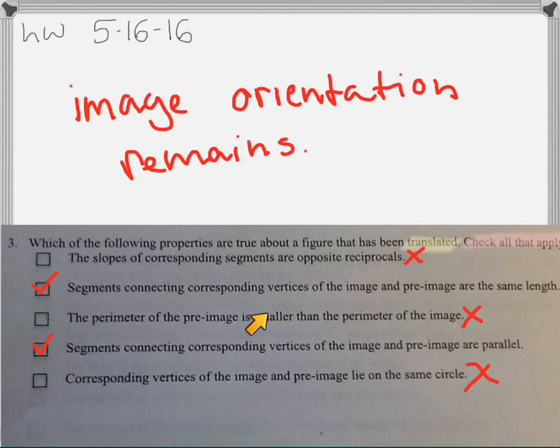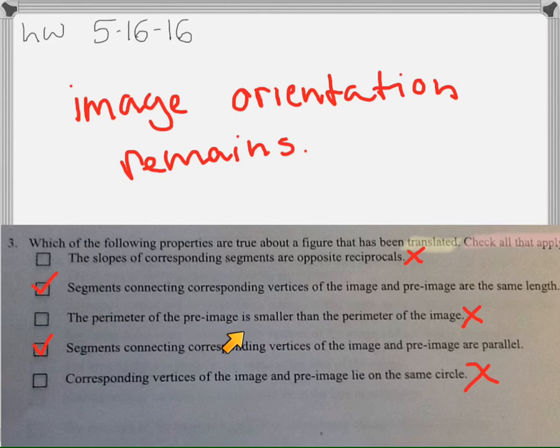Segments connecting corresponding vertices of the image and pre-image are the same length. This is true because all size and angles, again with the orientation, remain the same when the image is translated. So this would be true.